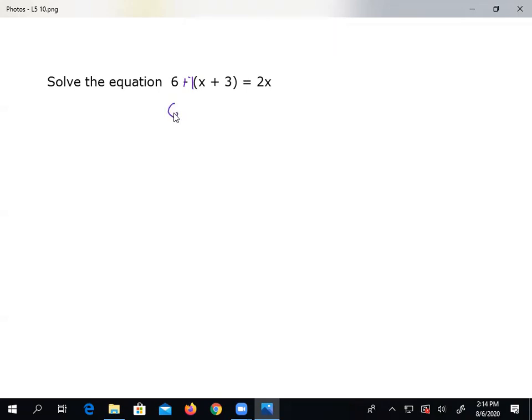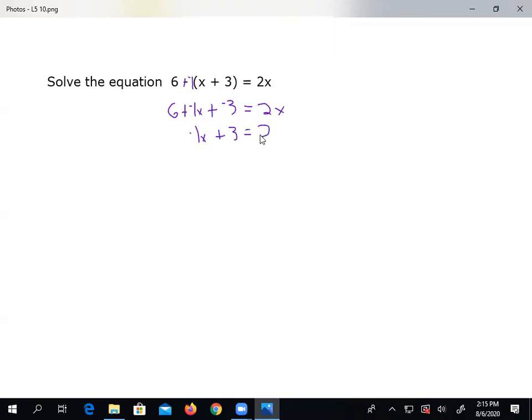So 6 is going to come down. This plus is going to come down. And then to remove the parentheses, -1 times x is just going to be -1x, plus -1 times 3, which is -3. Then that's going to equal this 2x. Now remember, I still have like terms to deal with on this left side. So that 6 and -3 will go together. So I'm going to have a -1x, and that 6 and -3 go together to give me a +3. Then that's going to equal 2x.